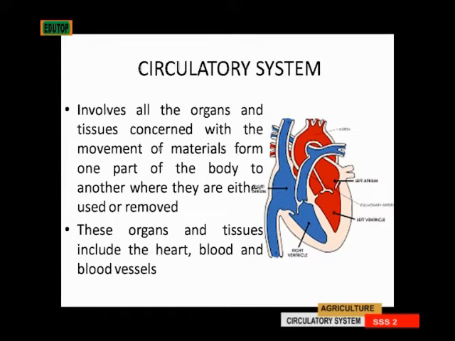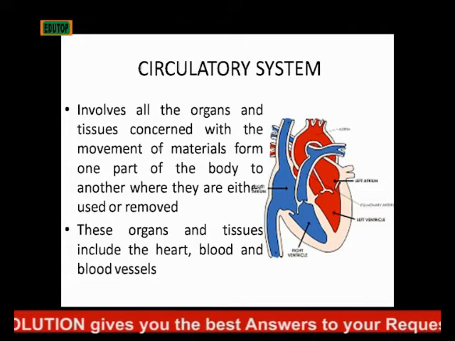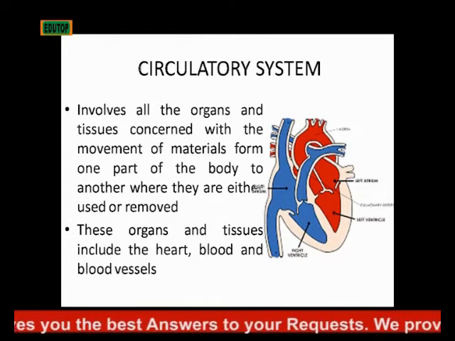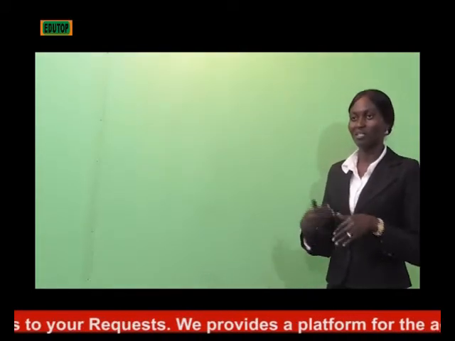The circulatory system involves all the organs and tissues that are concerned with the movements of materials from one part of the body to another, where they are either needed or removed. So, the circulatory system involves organs and tissues concerned with movements of materials from one part of the body where they are produced to where they are either used or removed from the body. And these organs and tissues include the heart, the blood, and the blood vessels. Now we're talking about blood composition and function, then blood circulation.